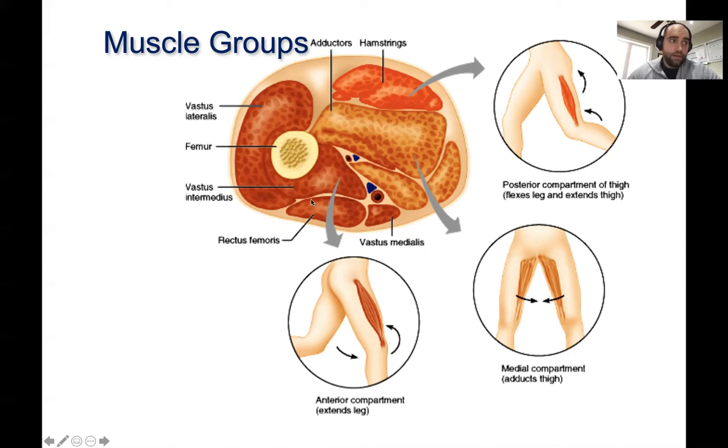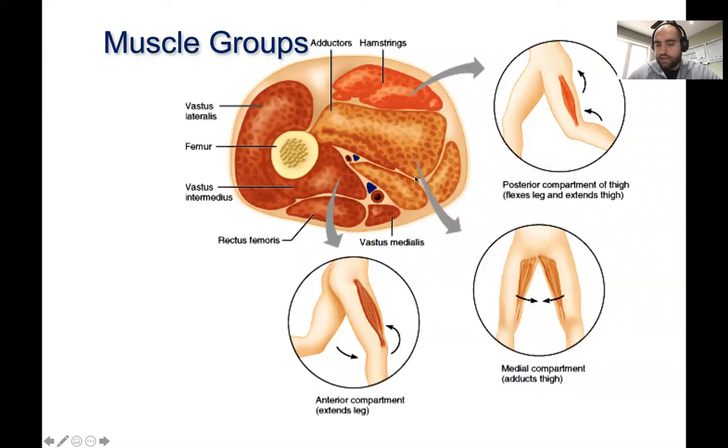Okay, and then we have the medial compartment, right? And the medial compartment is the group of muscles that sit near the groin and along the inside of your thigh. And these muscles are involved in one movement and one movement only, and it's to adduct the thigh. So bringing your thigh back to midline. And we also call them the adductor group because of the movement.